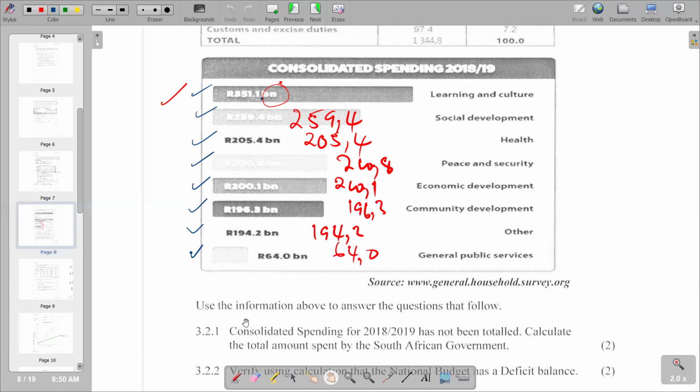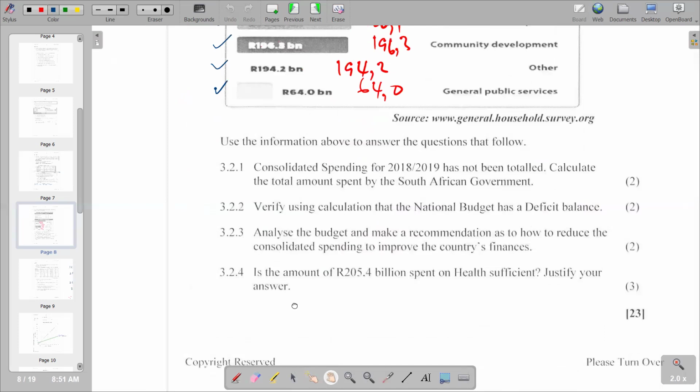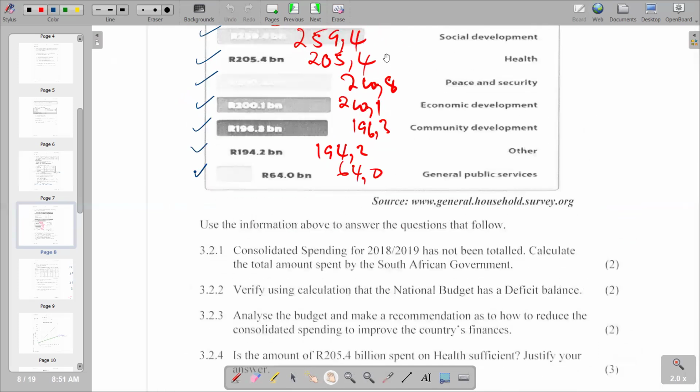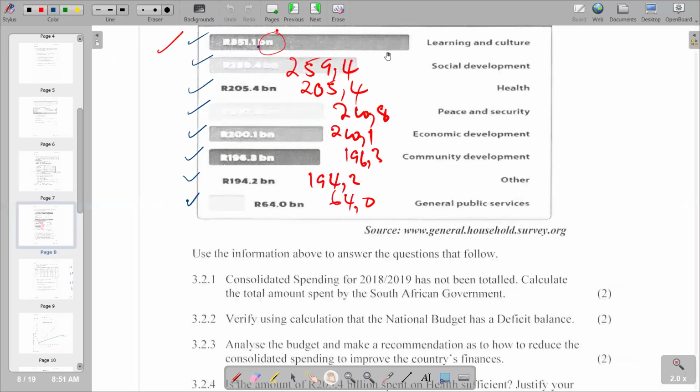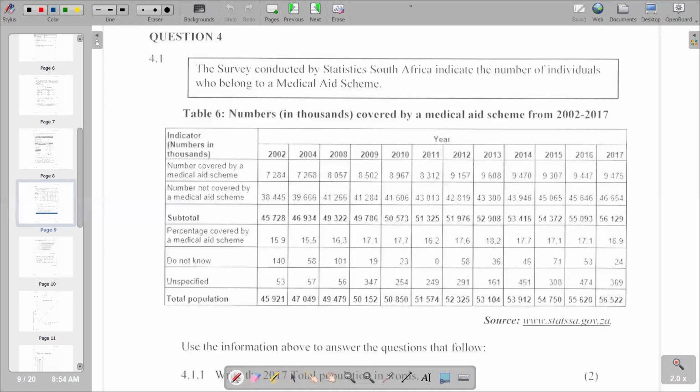So our answer is yes, because it constitutes a greater proportion of the total consolidated spending. So that's the response that we have on 3.2.4. So that is what we have on question 3. And according to our question paper, we are now left with our question 4. So moving on to our question 4.